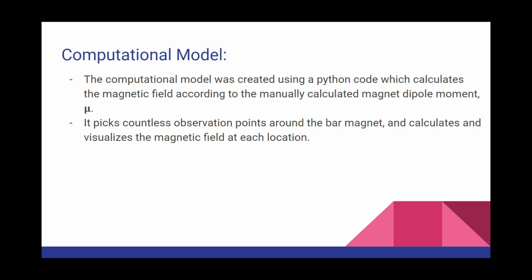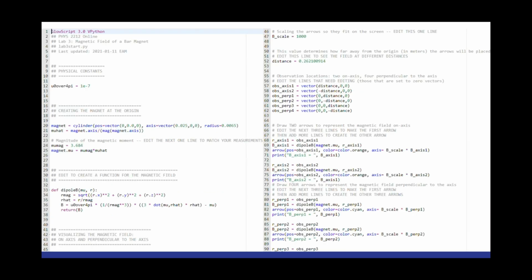Computational model. The computational model was created using a Python code which calculates the magnetic field according to the manually calculated magnet dipole moment, mu. It picks countless observation points around the bar magnet and calculates and visualizes the magnetic field at each location. So going through the code, it starts by setting up some constants as well as importing our magnitude of magnetic moment, which is calculated from the previous part. It also creates a function to calculate the dipole magnetic field.